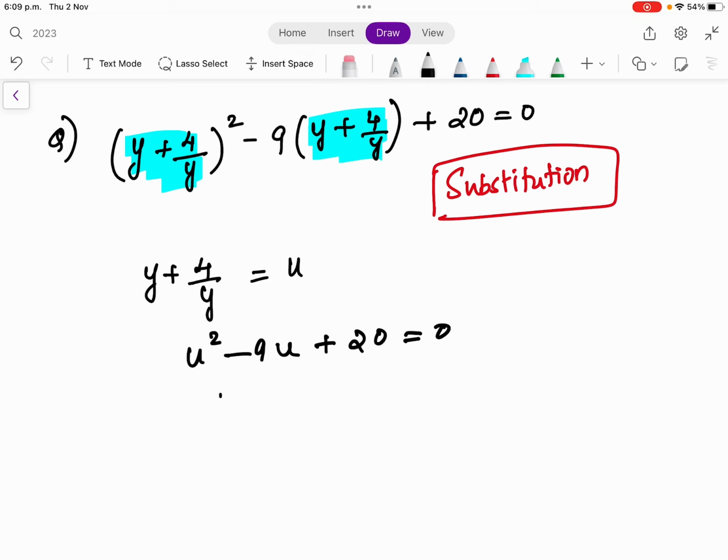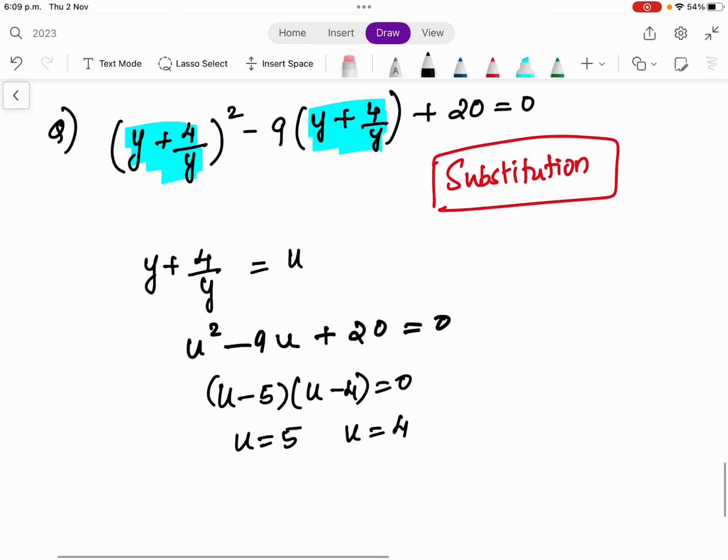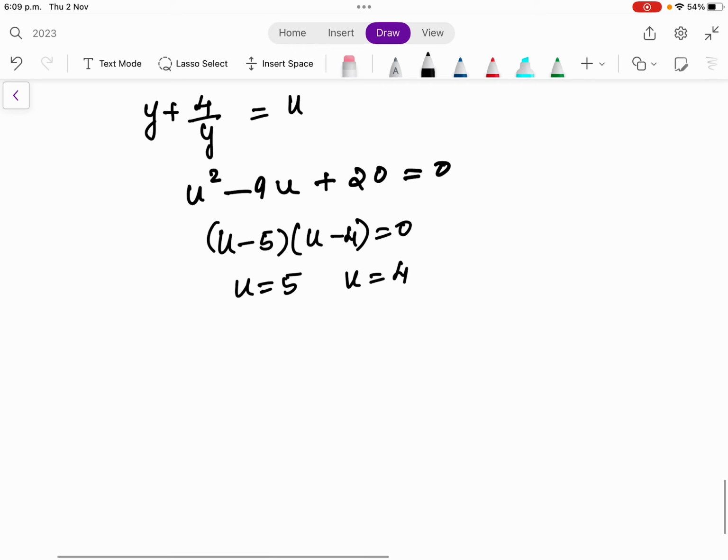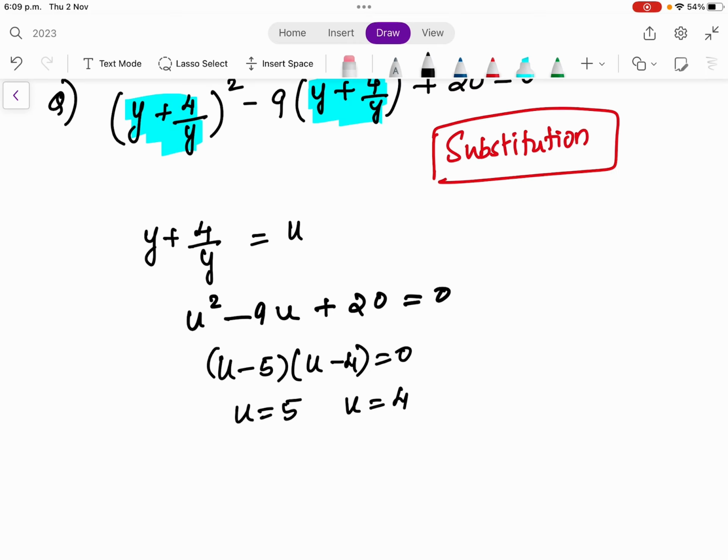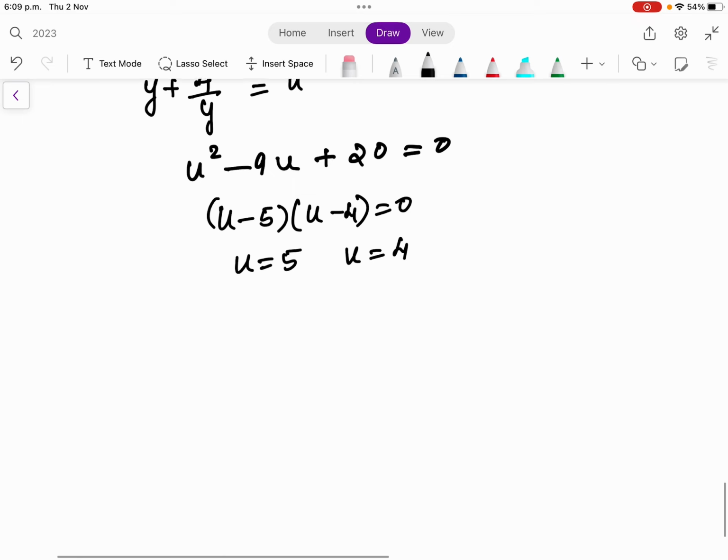Now this can be factorized as (u - 5)(u - 4) = 0. So this will become u is equal to 5, u is equal to 4. Now that's not enough because u is the variable which we introduced. So you have to find the value. The values are given in terms of y, so you have to find y.